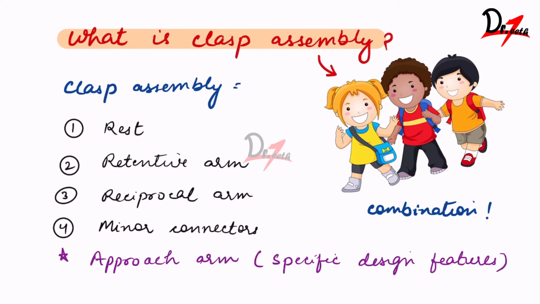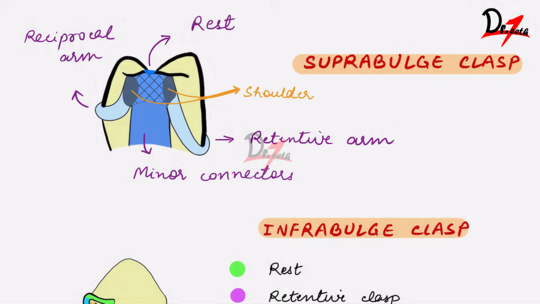We have the rest, we have the retentive arm, reciprocal arm, minor connector, okay, and also we have some specific design features like approach arm. So this approach arm, you will find in the infrabulge clasp, not in the suprabulge. Okay, so clasp assembly is a combination of rest, retentive arm, reciprocal arm, and the minor connector. So let us see the clasp assembly of the suprabulge clasp.